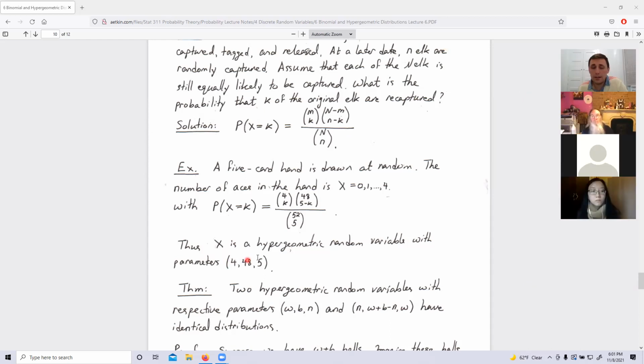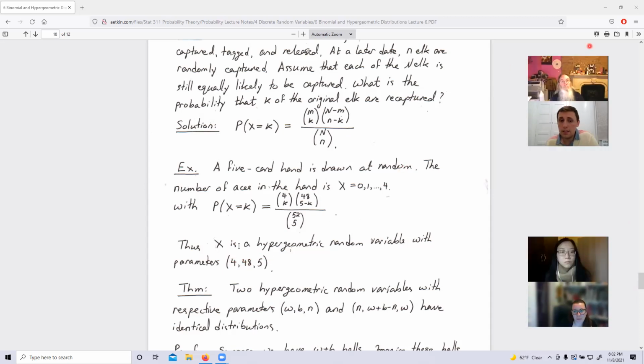You write it in some books as follows. This is the number of objects with the tag that you're searching for. This is the number of objects that have a tag that you don't want, and this is the sample size. So tag that you want, tag that you don't want, and the last one is the sample size. So in the original example: white balls, black balls, sample size. Good.